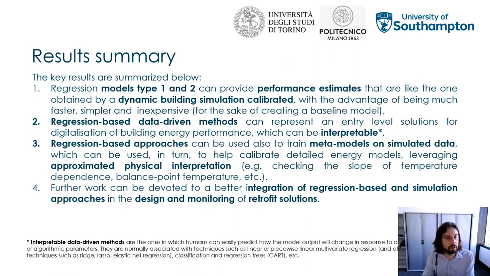Finally, in terms of summary of results, the regression models type 1 and 2 can give us a decent performance estimate comparable to the one from the dynamic simulation, but of course they are much simpler and inexpensive. So it would be nice to use them as a preliminary approach before doing the more detailed simulation. They are interpretable, so it can be easy for humans to understand what is a change in output given a change in input or parameters, and this is substantially different from more sophisticated data-driven methods.